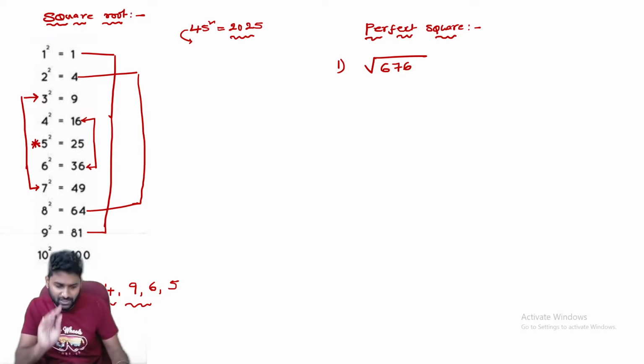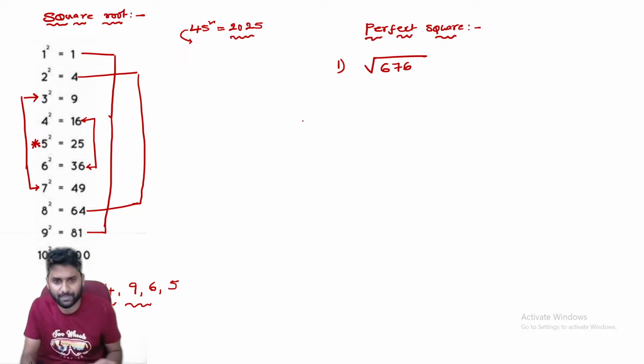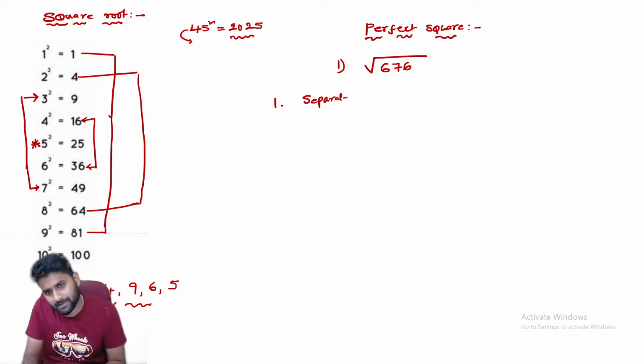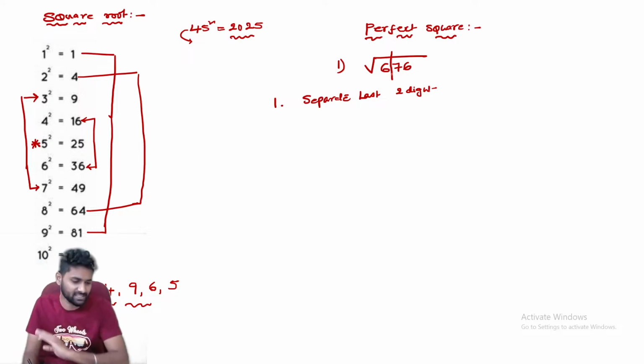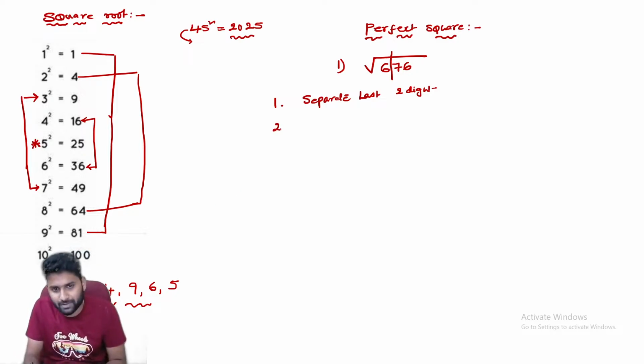Guys, just go with this procedure, understand and remember this step by step process also. Step number one. For your convenience, I will write here also. Separate the last two digits. It is a three-digit number. Step number one says separate the last two digits. That is step number one. And step number two, identify the units place value.